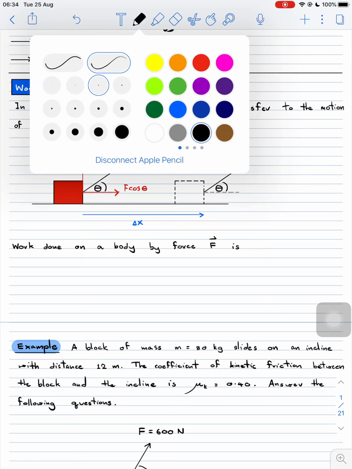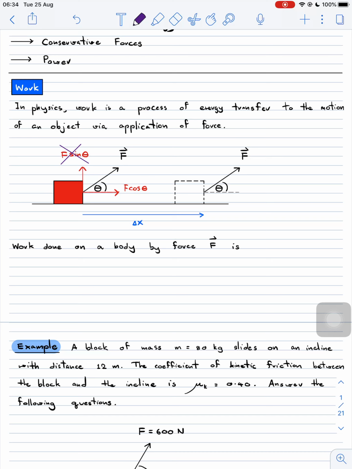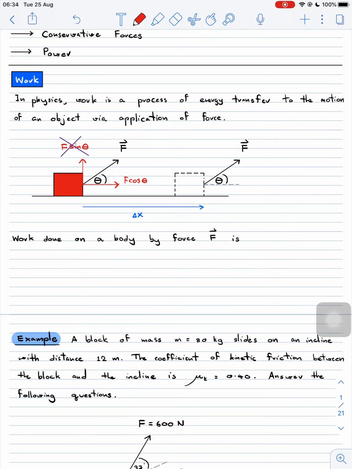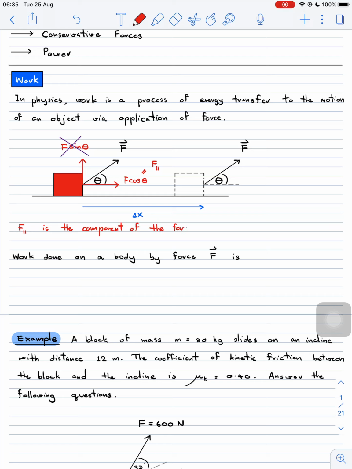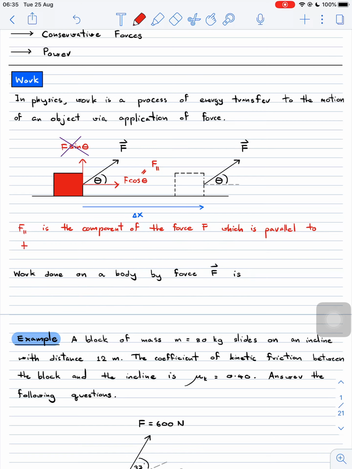Let's say that this one is going to be equal to F parallel, where F parallel is the component of the force F which is parallel to the displacement delta x.